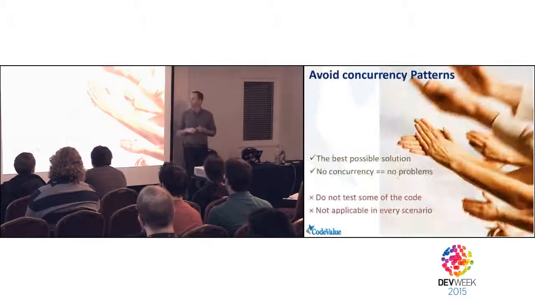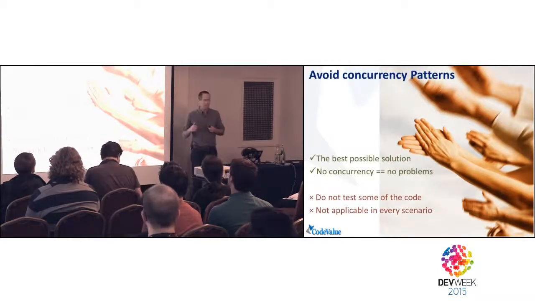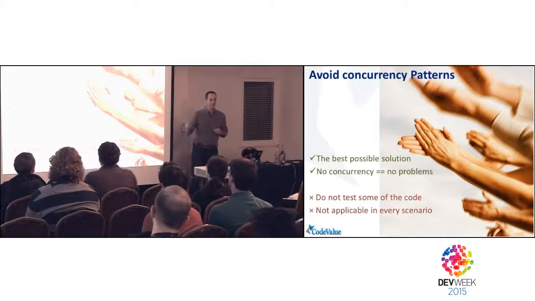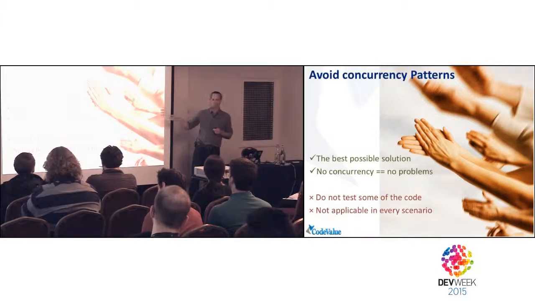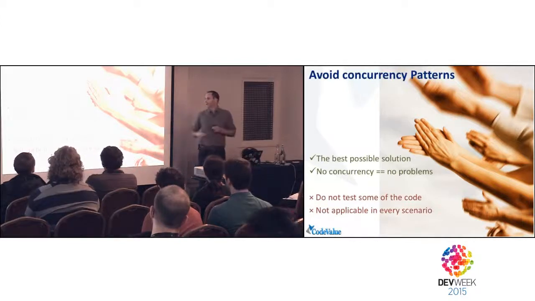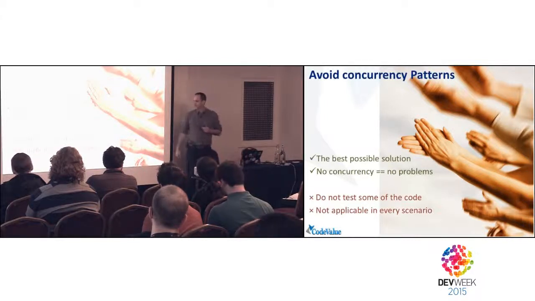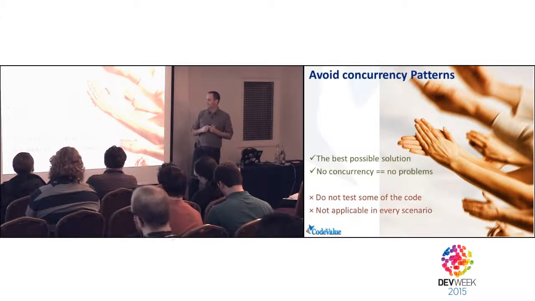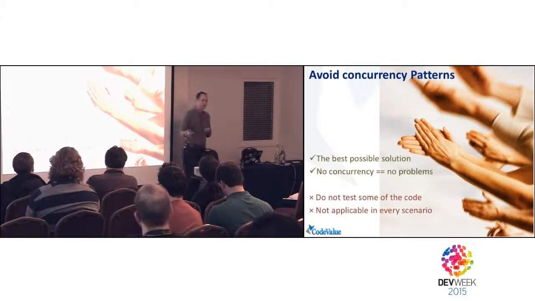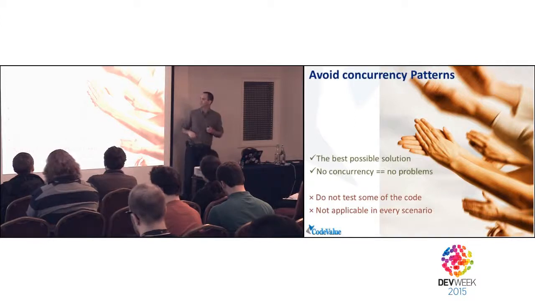So I call them avoid concurrency patterns. That's the best possible solution if I can get away with it. If I can actually test the business logic, that's what I'm going to do. No concurrency, no problem. As I said, the problem is it doesn't always work, because obviously some of the business logic can be in the actual concurrent part. And yeah, I don't test part of the code, and it's up to me to decide if that's a good idea or a bad idea. So let's go to another thing.